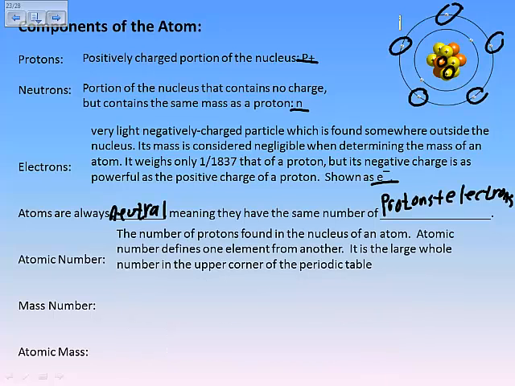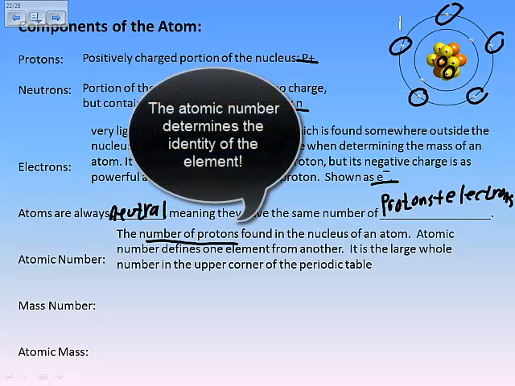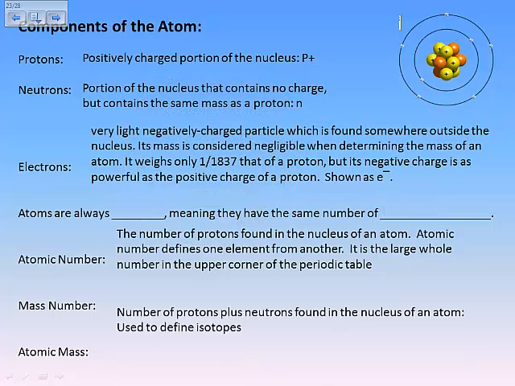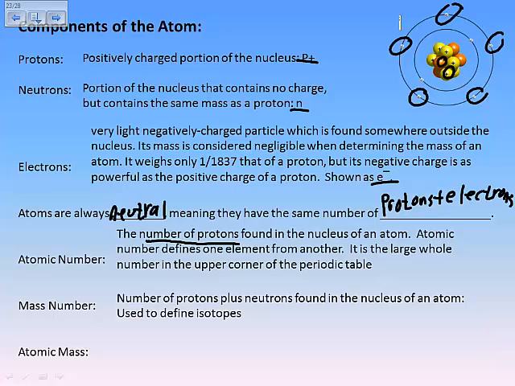The first one is the atomic number. The atomic number is simply the number of protons found in the nucleus of the atom. And the thing you need to know about the atomic number is if the atomic number changes, the identity of the atom changes. Atomic number is unique to each atom. Now the mass number, on the other hand, is the number of protons as well as the number of neutrons. So it's protons plus neutrons. So this is how much the nucleus of each atom weighs.